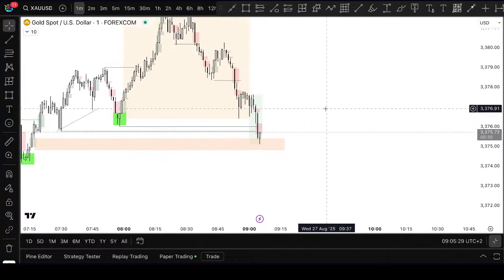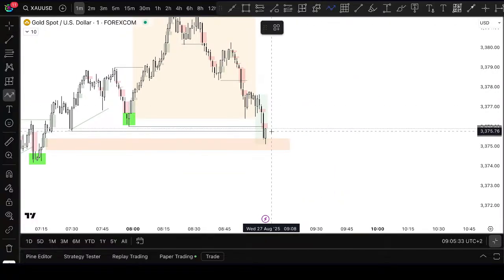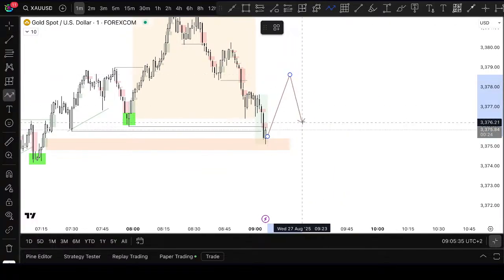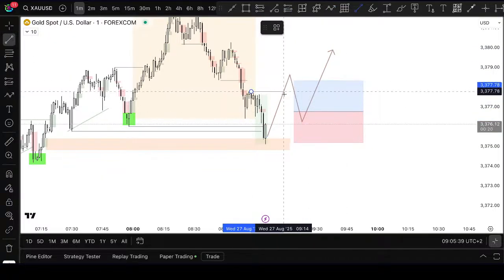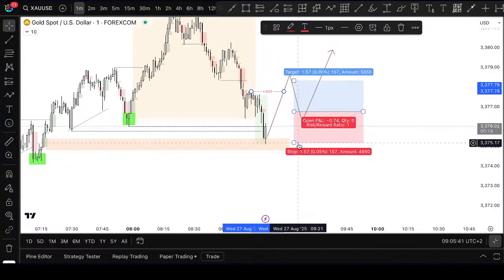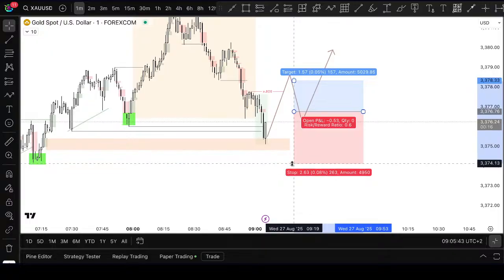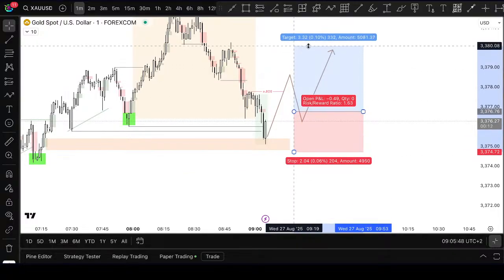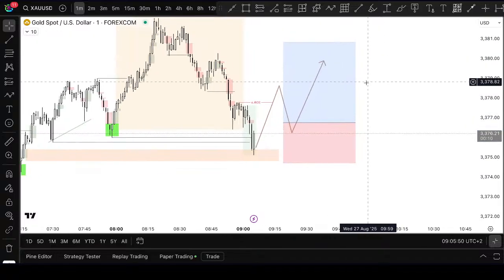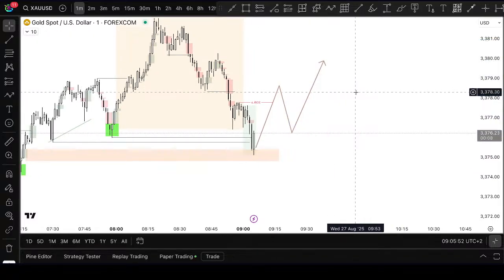Now there are two scenarios as always for our entry. One scenario, it needs to go and break up, then come down. We'll enter here, and this would be our target. This would be our entry breakout structure. We'll cover the low here or here. Let's say it here, and our target would be 1:2 as always.